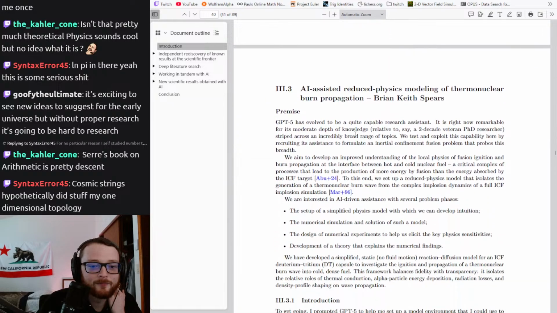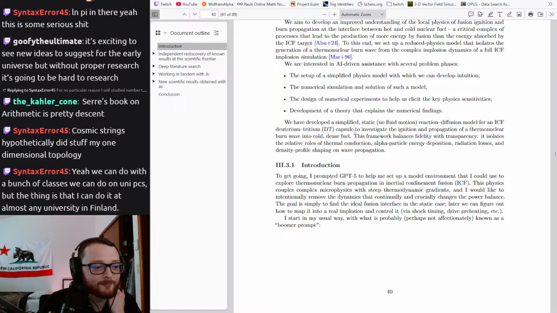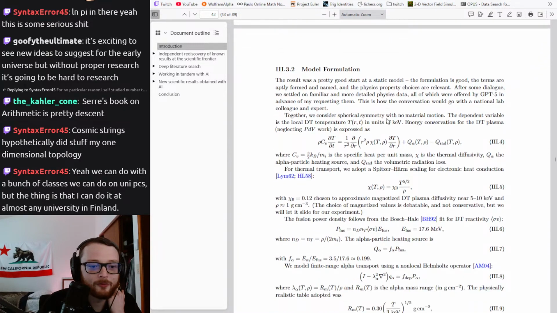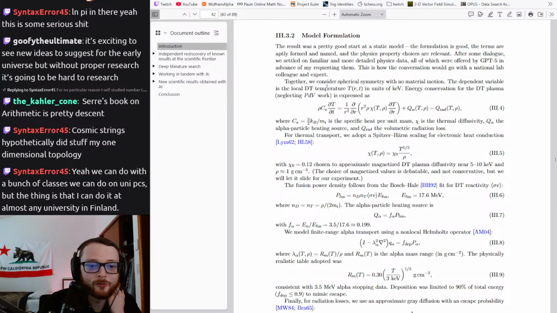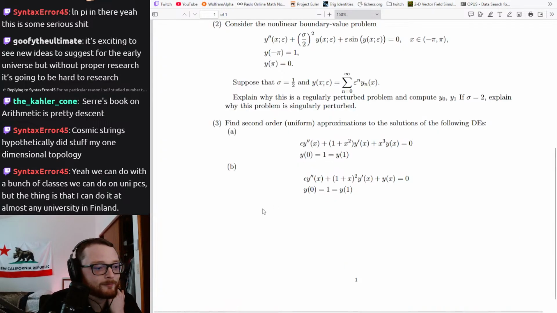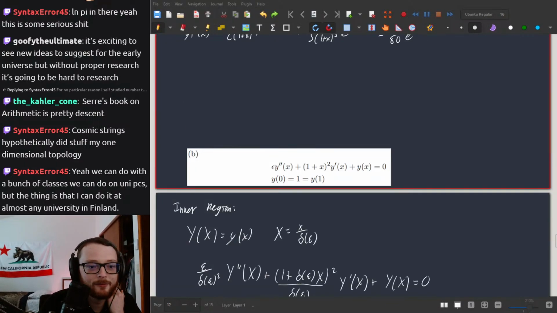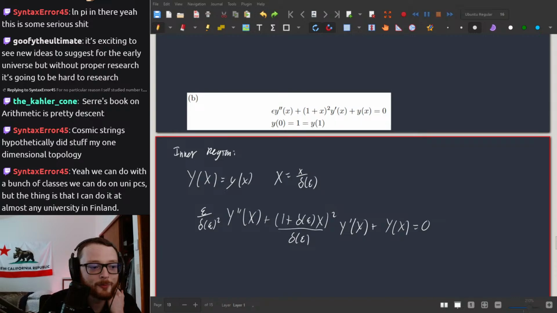Anyway, I do think I'm going to give this paper a rest. Ooh, it's a cool looking PDE. Okay. I'm going back to perturbation for ODEs. We can do it with a bunch of classes.